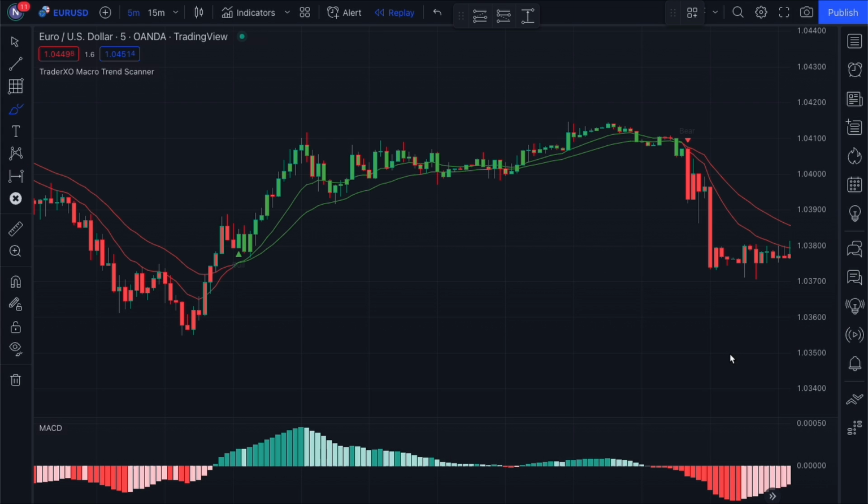Now here's a quick short example. We see our TraderXO indicator has issued a new sell signal. And the MACD indicator has its histogram bars red and below the zero level. This would also be an entry we could take.